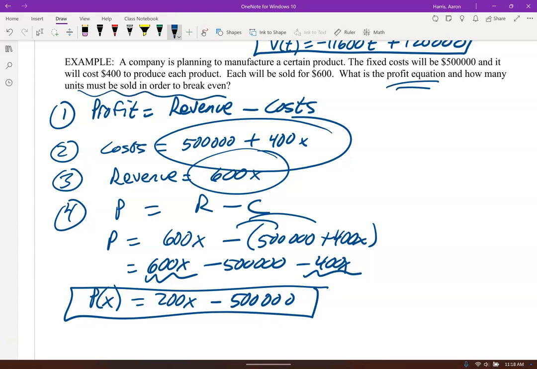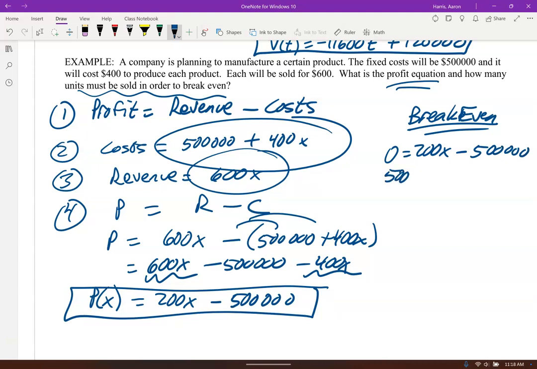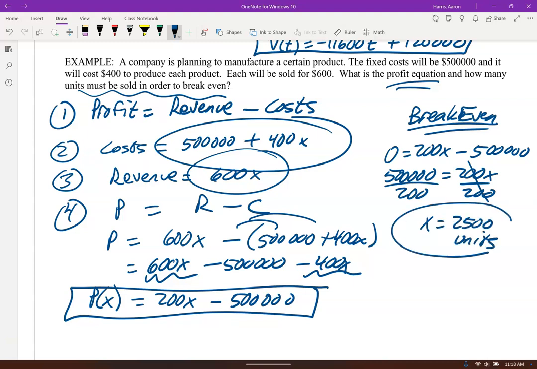But how many units must we sell to break even? Well, if we're going to break even, we're not making any profit, we're just breaking even. So 0 is our profit. We're making nothing, but at least we're not in debt. So I add 500,000 to both sides. Divide by 200. And I get 2,500 units. So we've got to sell 2,500 units in order to break even.